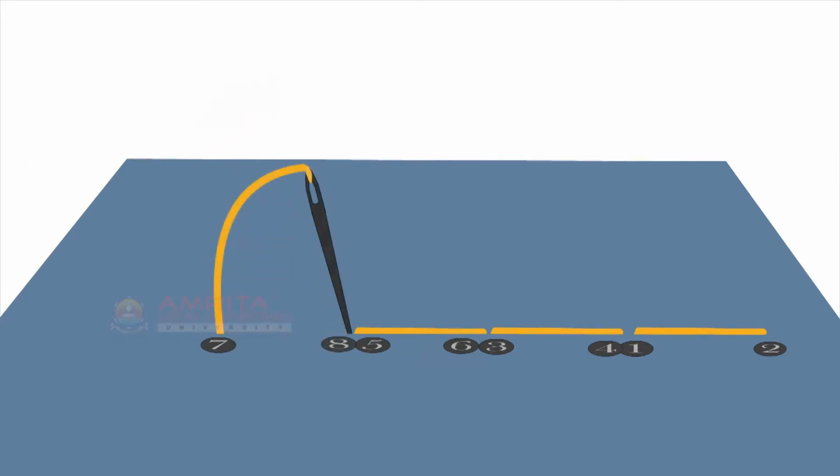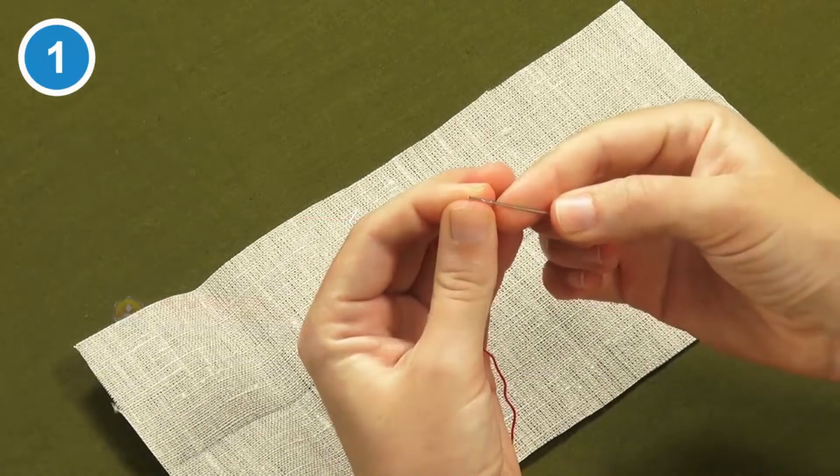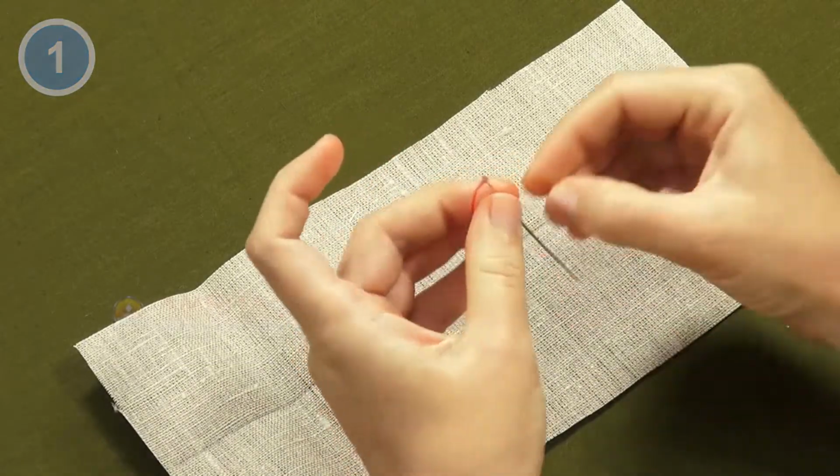Now that you have seen the basic movement of the needle and thread in an even backstitch, let's see it in detail for better understanding. Step 1. Thread your needle and tie a knot at the end of the thread.